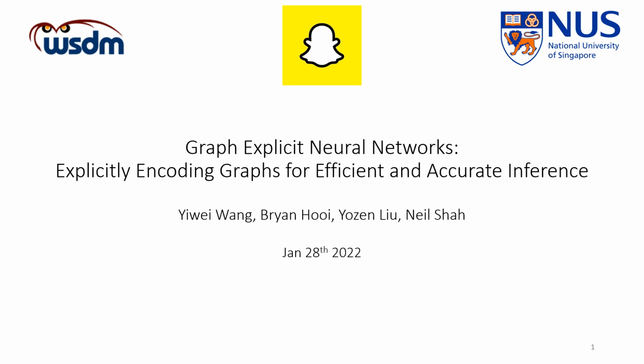My name is Wang Yiwei. I am a PhD student at the National University of Singapore. The paper I will be presenting today is Graph Explicit Neural Networks, explicitly encoding graphs for efficient and accurate inference.